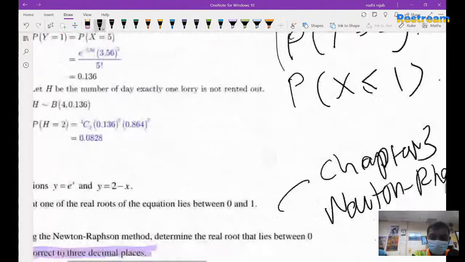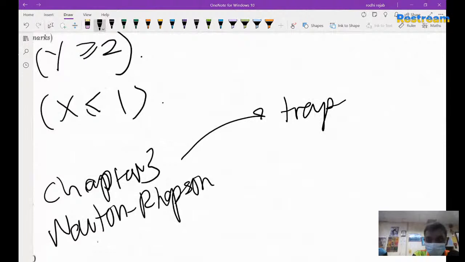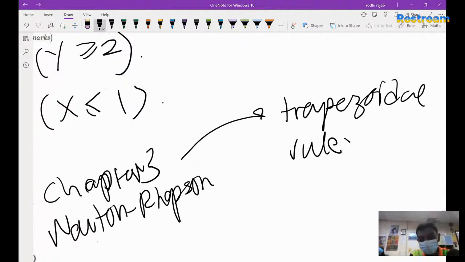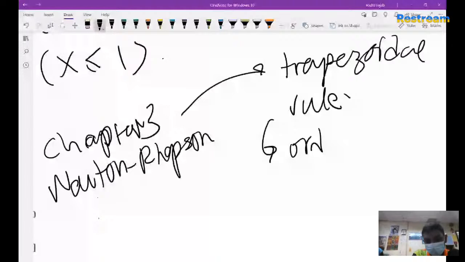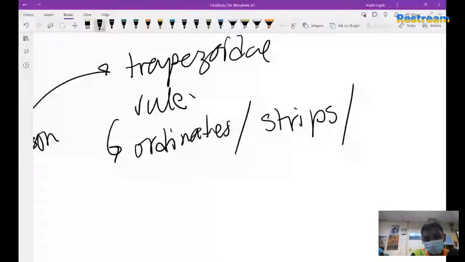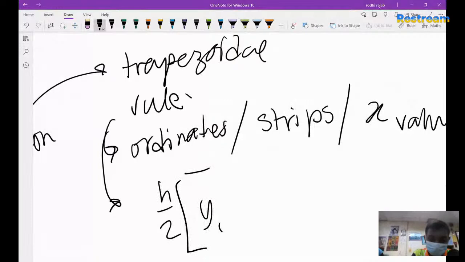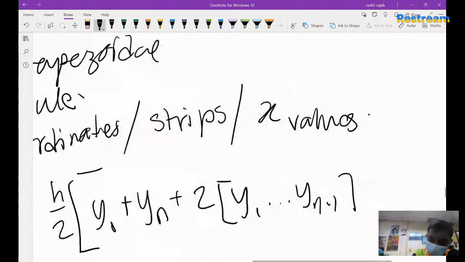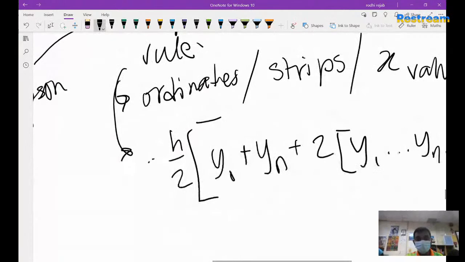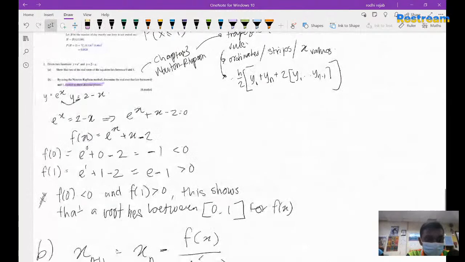And chapter ni juga boleh tanya about what do we say trapezoidal rule. For this, all I could say is that you guys need to know the differentiation between ordinates, strips, and x values. Need to know this, and you guys need to know how to use the formula of h over 2 (x0 plus xn) plus 2 bracket (x1 up to xn minus 1). Okay. You guys need to know how to use this formula. So I think that's for my part on this short presentation for Newton-Raphson method.